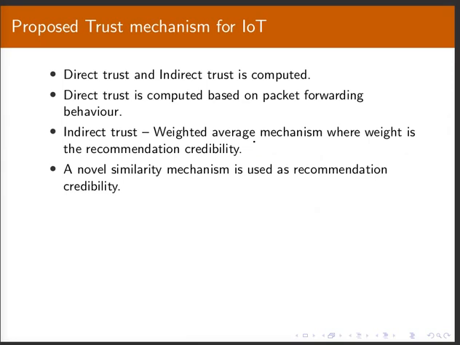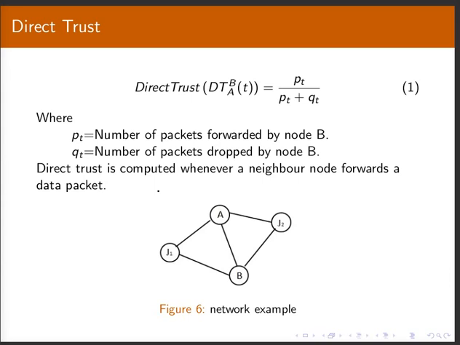So the proposed trust mechanism computes the direct trust value and the indirect trust value. Direct trust is computed based on the packet forwarding behavior, and indirect trust is computed based on the weighted average mechanism. Here the main thing is that we proposed a novel similarity mechanism to compute the recommendation credibility. So this is the direct trust computation.